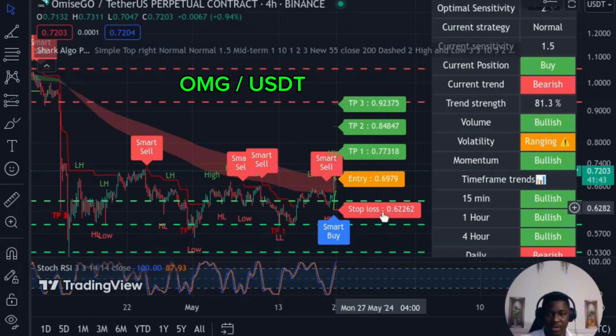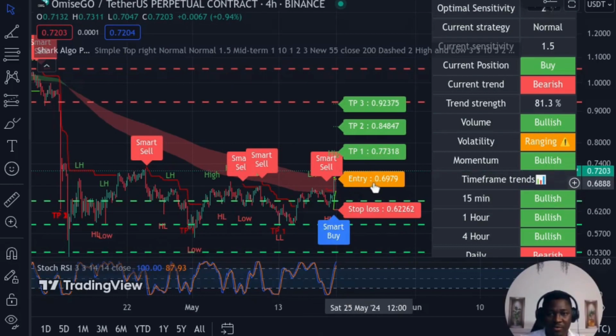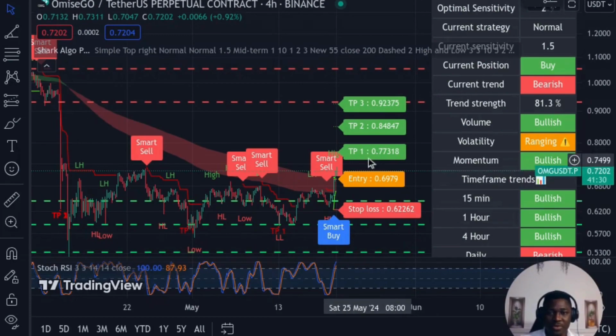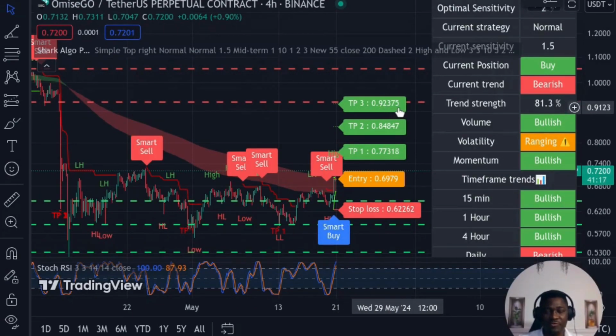USDT, and our entry level is at 0.6979. Our stop loss is placed at 0.62262. Our TP1 is placed at 0.77318. Our TP2 is placed at 0.84847, and our TP3 is placed at 0.92375. Alright, so once we get to our TP1, we'll close 50% of our open position.